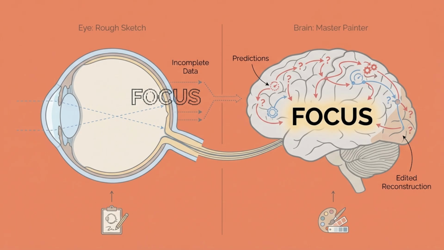The human eye does not function like a camera. It functions more like a rough sketch artist working alongside a master painter. One captures the outline, the other invents the rest. Understanding the true anatomy of the human eye means understanding not just a structure, but an argument the body makes with light itself.